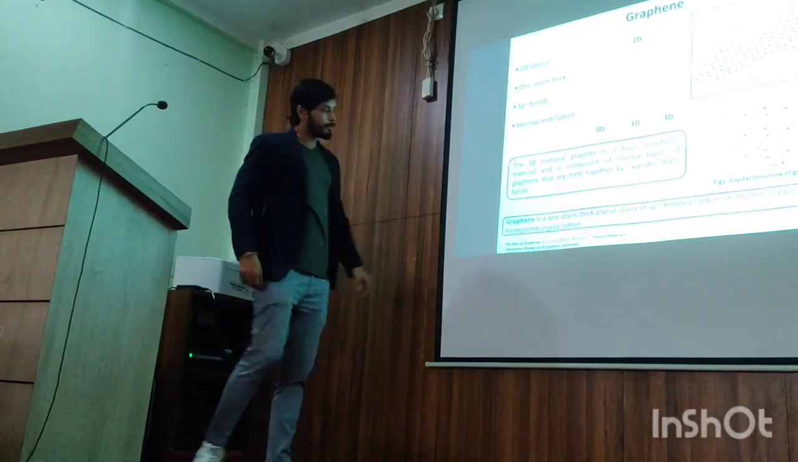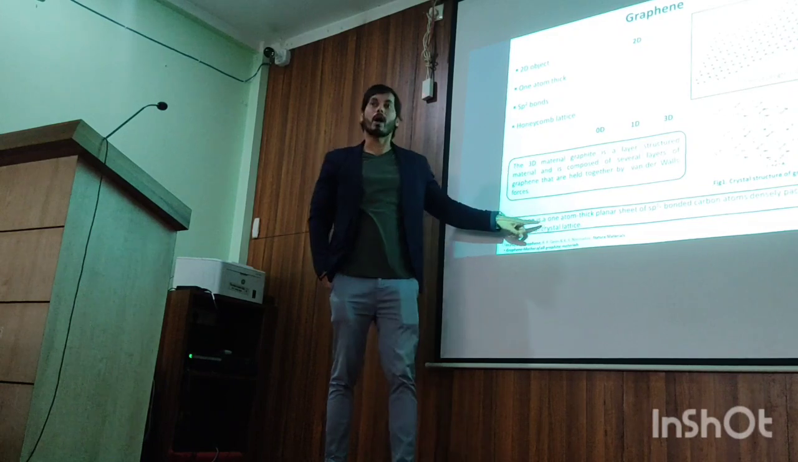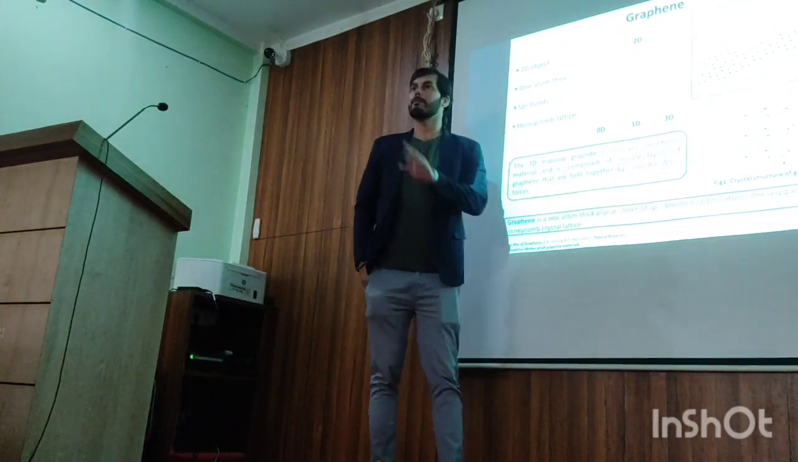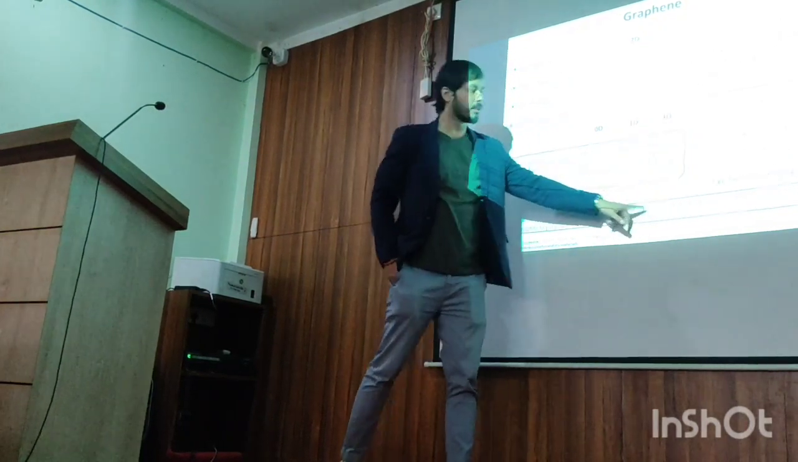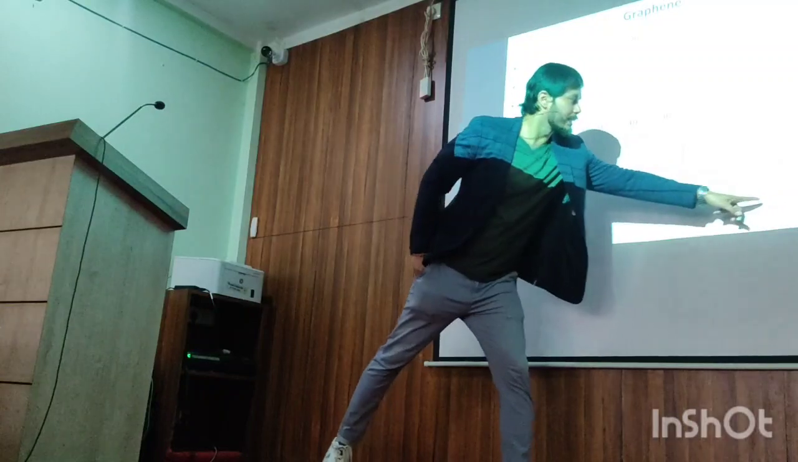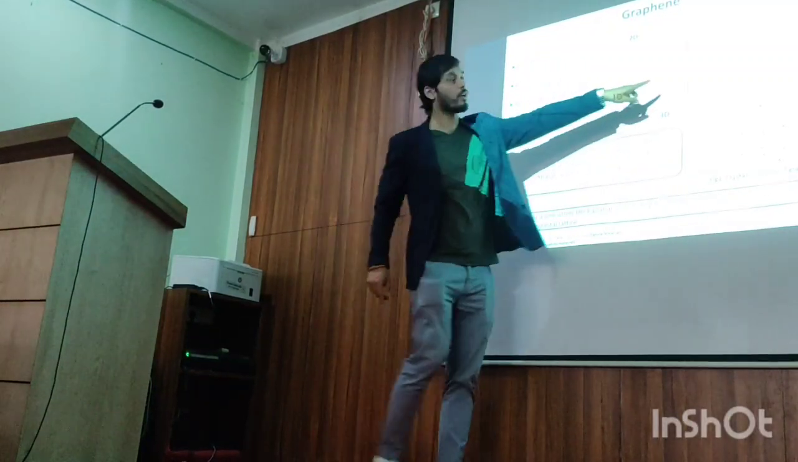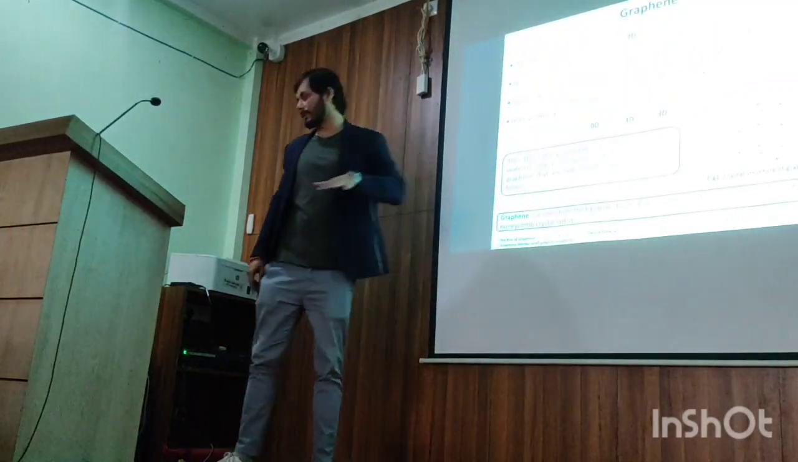Scientifically, if you define graphene, nobody will ask you, but still, let me give you. Graphene is one atom thick, only a single atom. The carbons are sp2 hybridized, and atoms are densely packed in a honeycomb crystal lattice. That's why it is known as a honeycomb lattice.